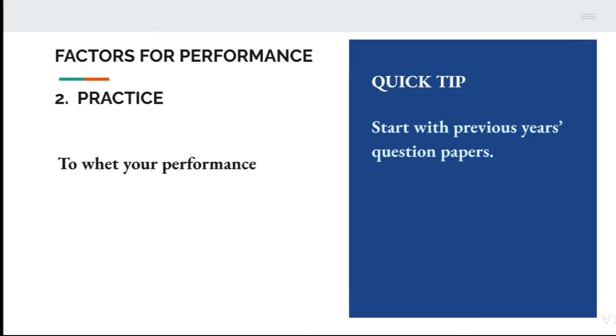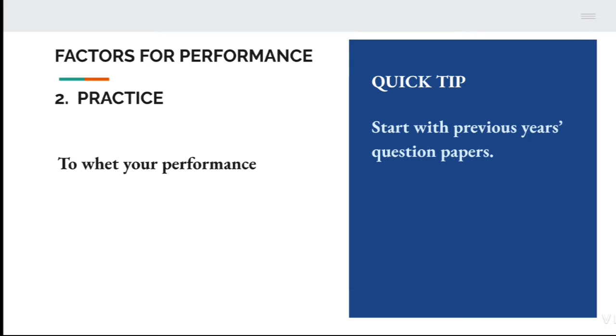Practice is very important. This practice is the thing that will develop your performance. So you'll have to practice each and every day, and you will have to practice time-wise. Set a time and do practice, because time is a very important factor in competitive examinations. So I must say that you must practice every day, setting a time limit.